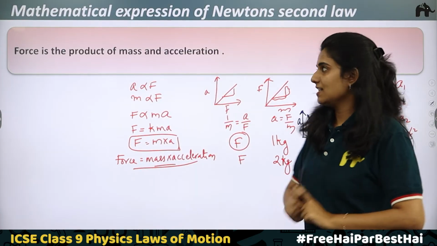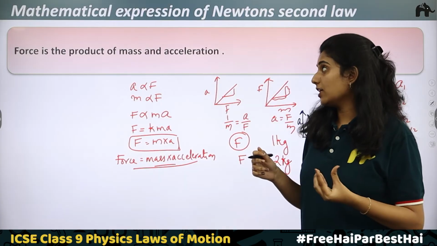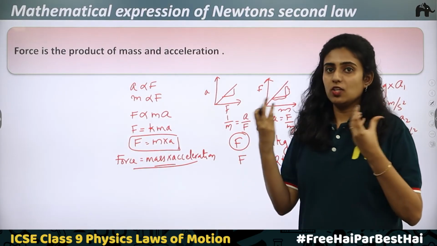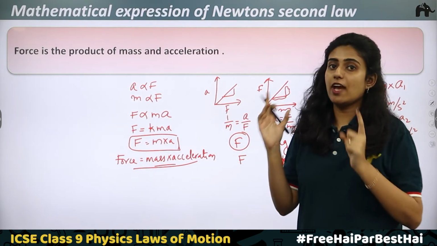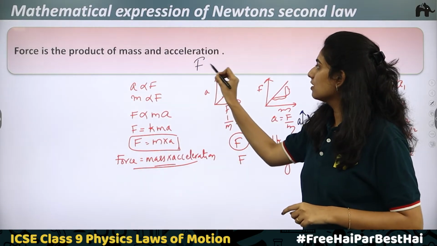Clear? From this we can say that force is a product of mass and acceleration. When you are given mass and acceleration, you can easily calculate what force is. We just have to take the product of the mass and acceleration. F is equal to m into a.